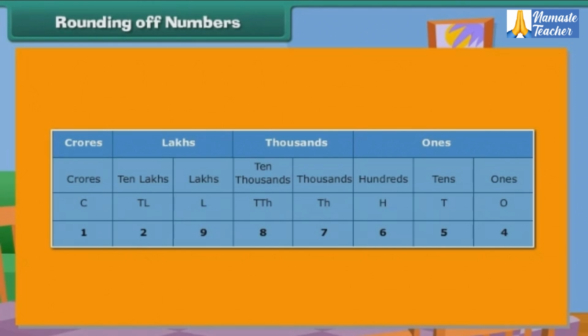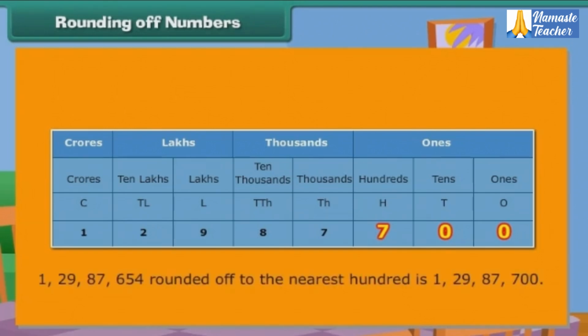We now round off 129,87,654 to the nearest 100. Let us take a look at the digit at the tens place. It is 5. We replace it and the digit following it with 0. We increase the digit at hundreds place by 1. 129,87,654 rounded off to the nearest 100 is 129,87,700.